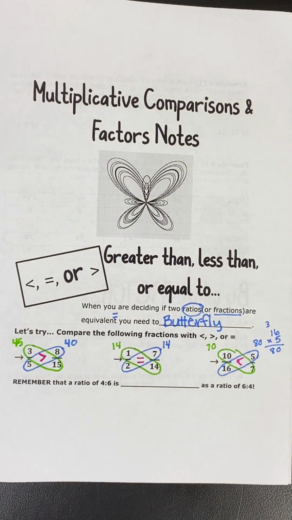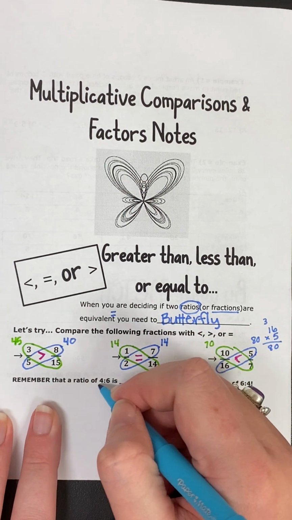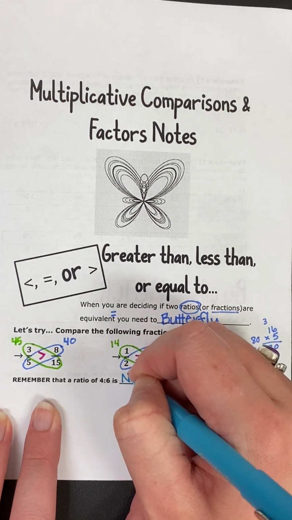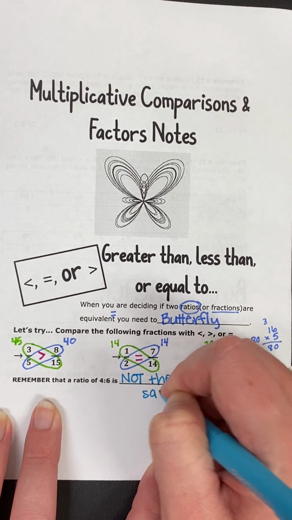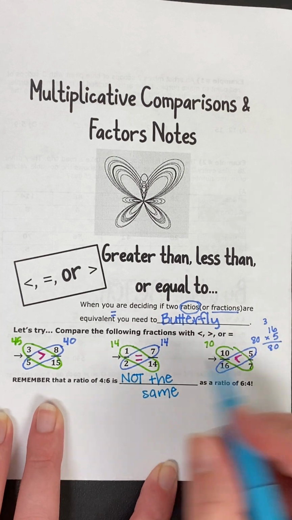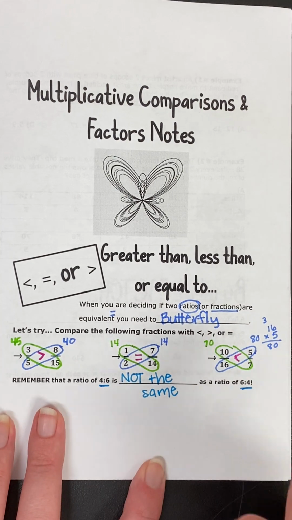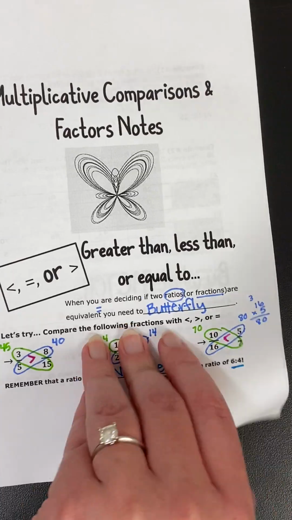And again, we just need to remember that a ratio of 4 to 6 is not the same as 6 to 4. Order matters. We cannot switch the order. So we got to keep that in mind.